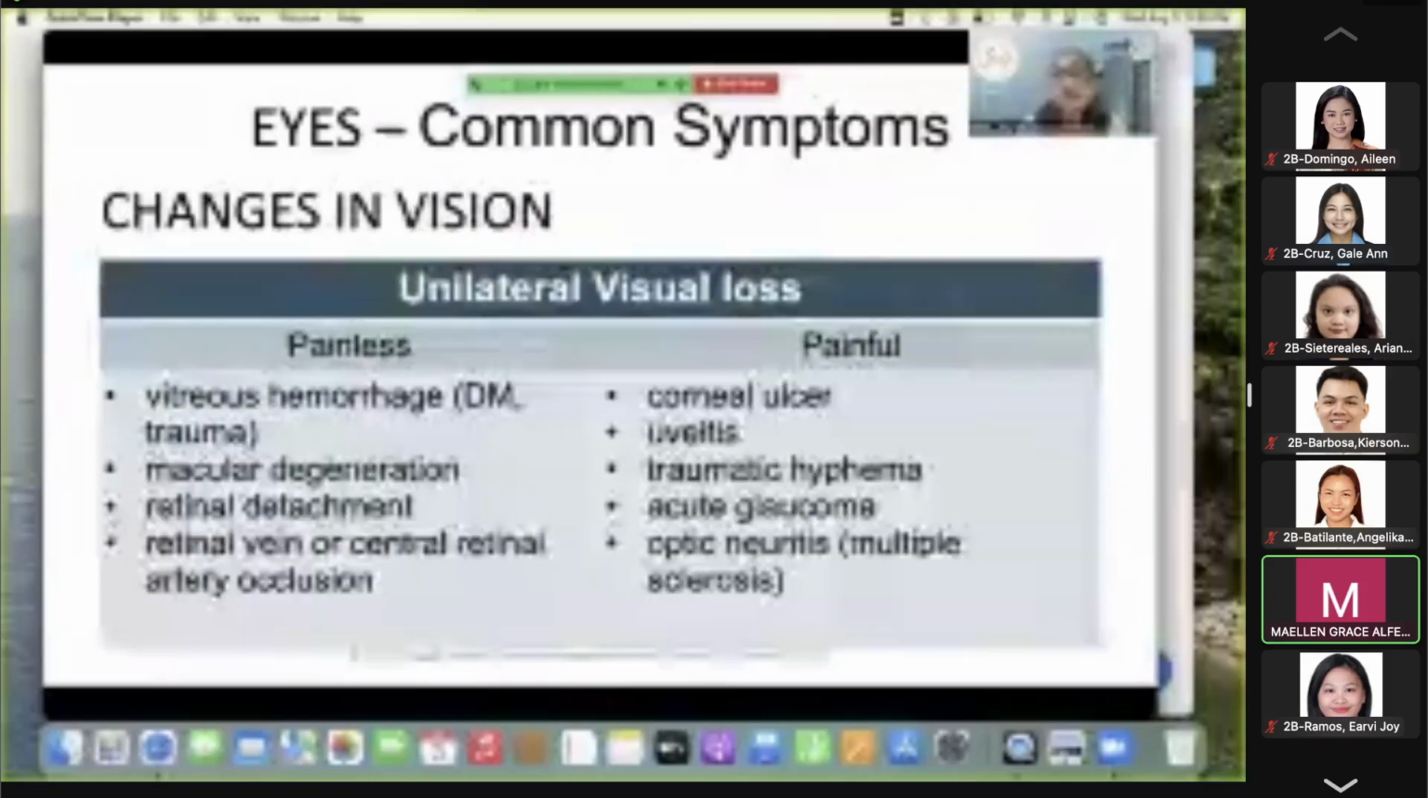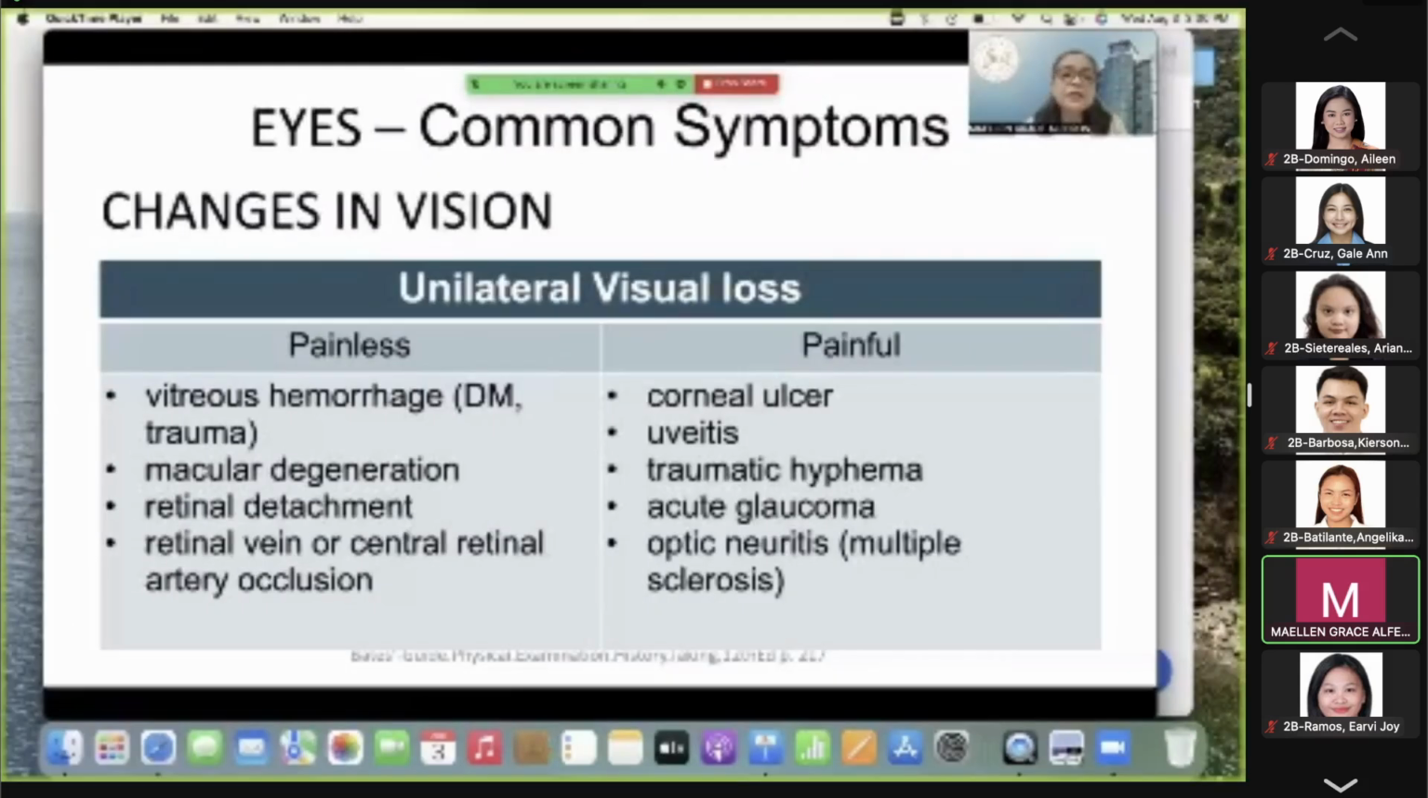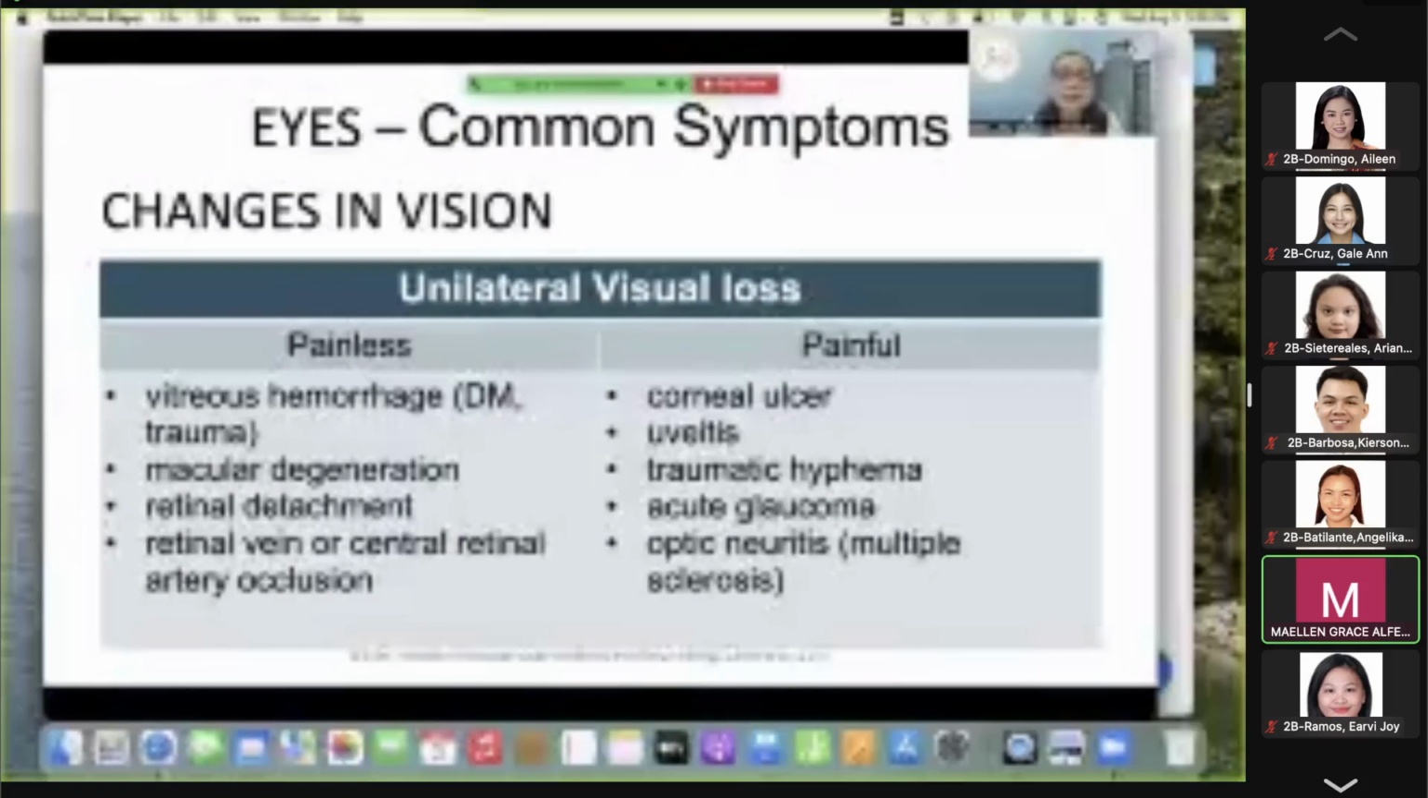Okay, now, other changes in vision, you have to ask if the visual loss is unilateral or bilateral. And aside from that, you have to ask, is there pain or is it painless? So for unilateral visual loss that is painless, it's usually due to a vitreous hemorrhage that happens in diabetes mellitus or in trauma, those who have macular degeneration, retinal detachment, or a retinal vein or central retinal artery occlusion.